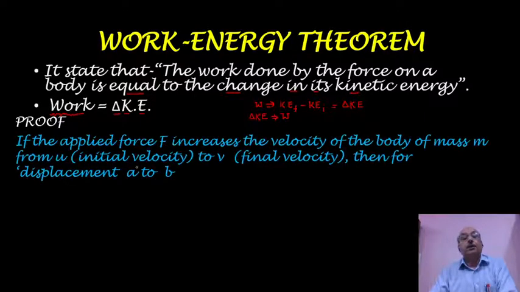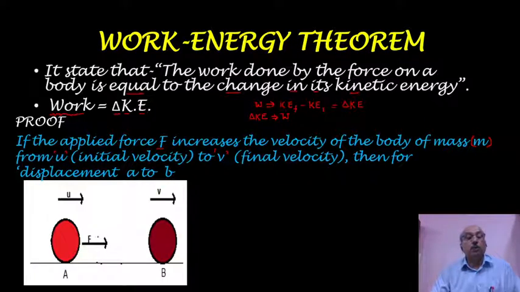Now, first part, we are applying a force which increases the velocity of an object. It means we have to take an object of mass m, and the initial velocity of the object is u, and the final velocity of the object is v for displacement a to b. Here we have two points A and B, and the object having mass m. The initial velocity is u. The force is applied on this one. So when it reaches the point B, the final velocity becomes v.